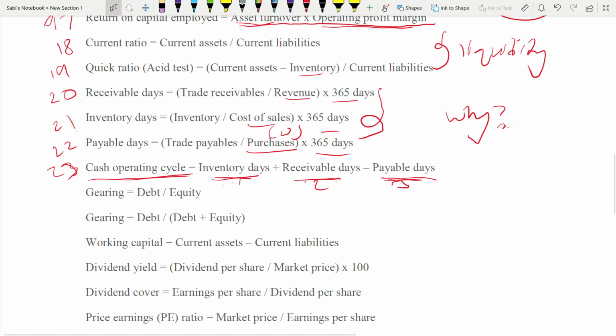Coming to 24 and 25, they are similar, but you can calculate it in a different way. It depends. One way of calculating gearing is debt over equity. The other way is debt divided by total. So they take the total over here. Debt divided by total amount of finance, or debt divided by equity, anything.